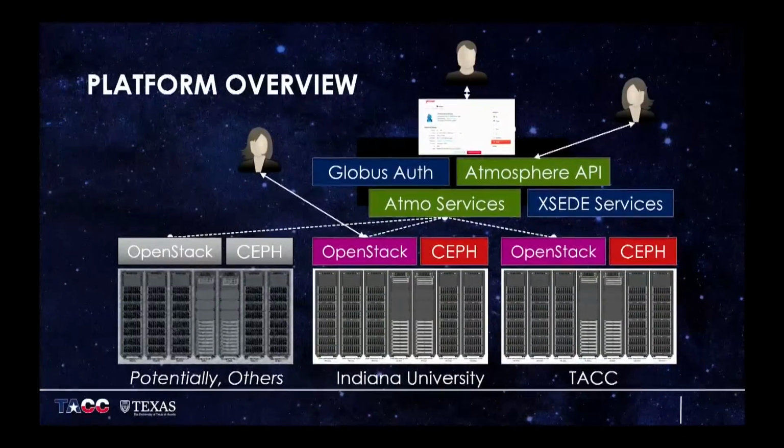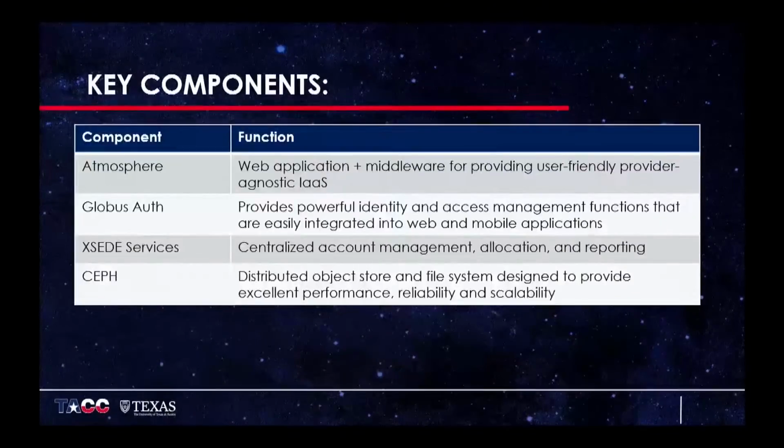So to give you an idea, the user basically just interacts with a web interface. We use Globus authentication and Atmosphere API to handle all the services. The Atmosphere services actually will go and talk to each of the OpenStack clouds. But basically, all the user sees is this one little environment here.